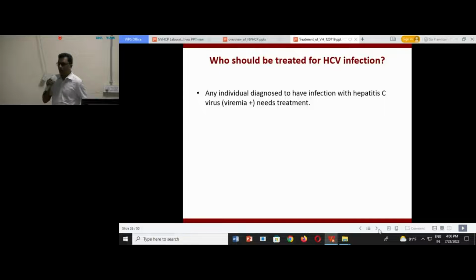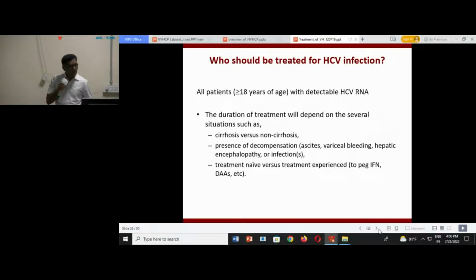So who should be treated? All those individuals with hepatitis C viremia need treatment. And all patients more than 18 years with detectable HCV RNA should be treated. Why 18 years? Because the safety of all these antiviral drugs is not known till now in children. Less than 12 years, we don't have good studies to say that this is safe in children, but after 12 years, it can be safely given. So that's why we wait for some time in treating the children.